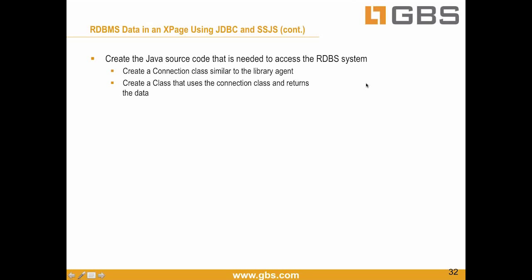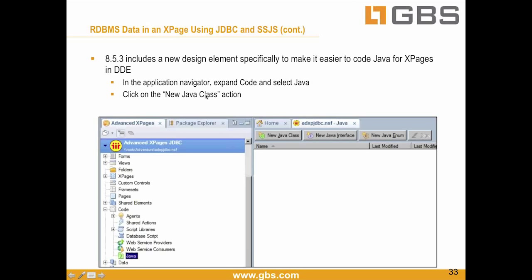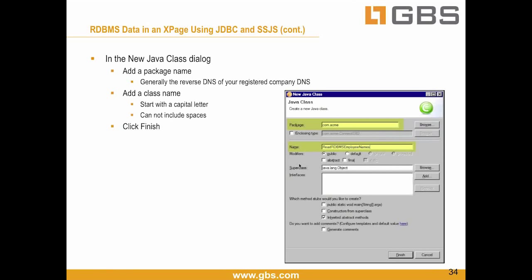We create the Java source again that's needed for the relational database system, a connection class, and a class that calls that. In this case, I'm actually utilizing the new Java code element that's available in 8.5.3. Now, if you have 8.5.2 or earlier, then you can still do this by just creating the Java class. There's just more steps to it. The new 8.5.3 Java design element actually makes this really, really easy to create Java classes. Any Java class that you create is automatically included in the class path of the application's execution. So you just create the class, write your code, and you're done.